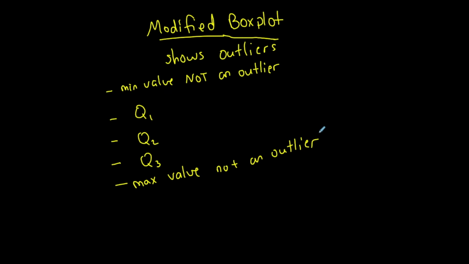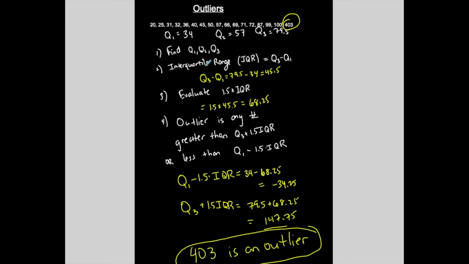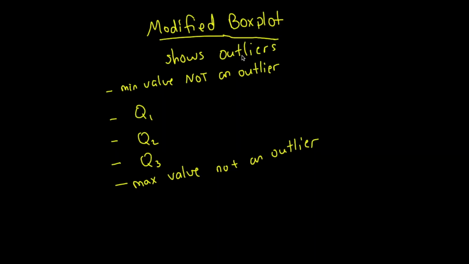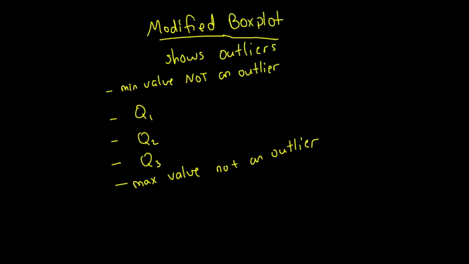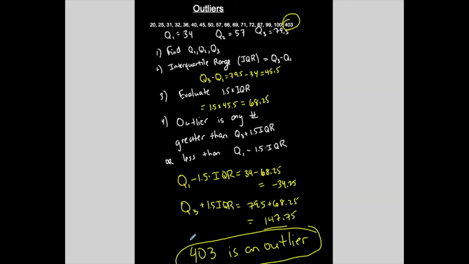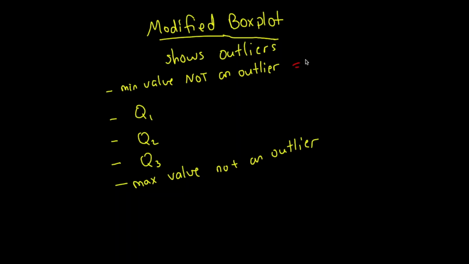So looking at our set of data, we'll find it for this set of data. Let me do it in red because I already used yellow. So in red, the minimum value that is not an outlier. We said that the outliers are the values that are less than negative 34.25. So in this case, 20 is the minimum value that is not an outlier, so it matches the minimum. That doesn't always happen. Q1 was 34. This didn't change.